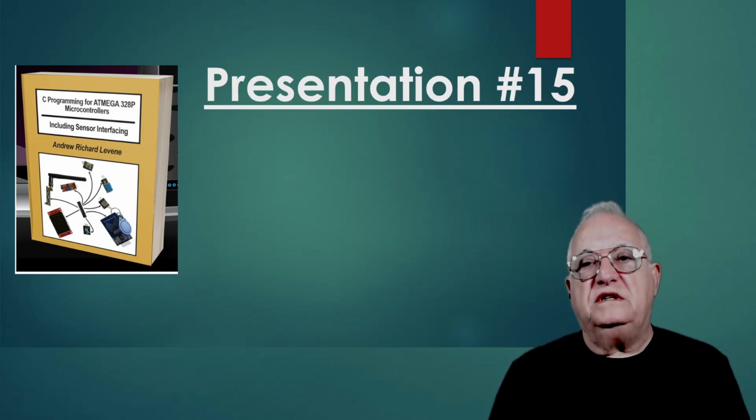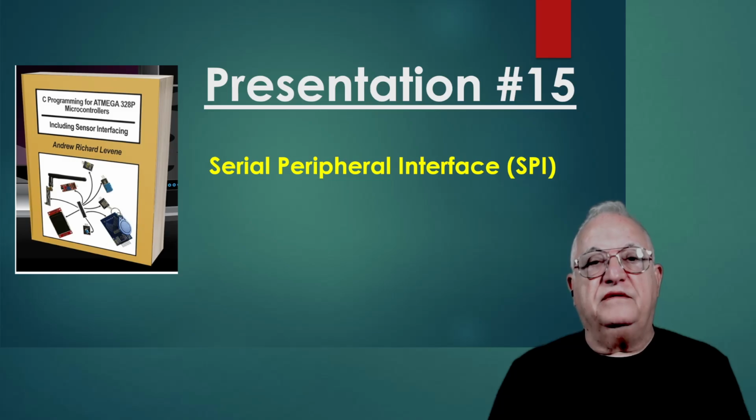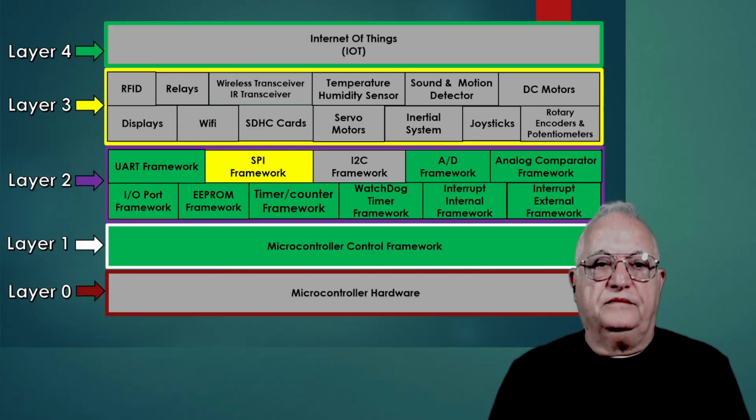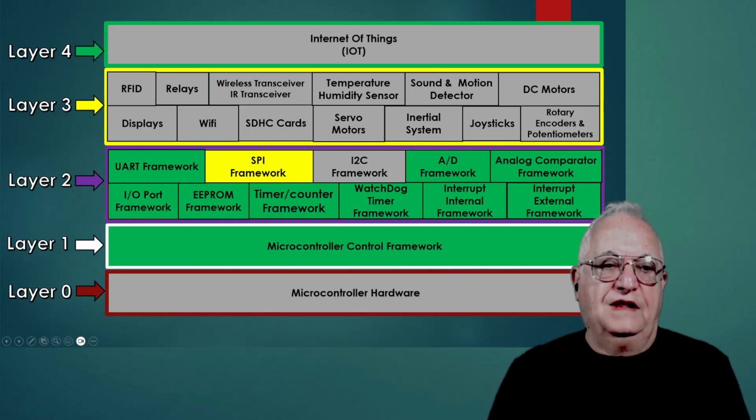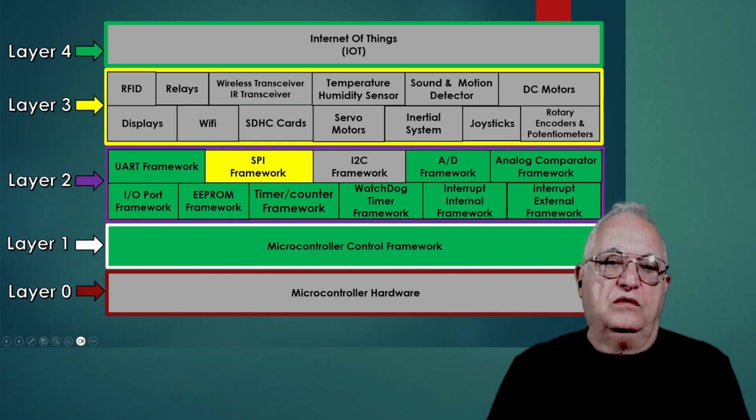Welcome to presentation 15. Today we're going to be talking about the Serial Peripheral Interface, SPI. As usual, I'd like to start by showing the architecture. The SPI is part of layer 2, and the items in green are the ones that I've always presented, and this item in yellow, which is the SPI, is what I'm going to be presenting today.